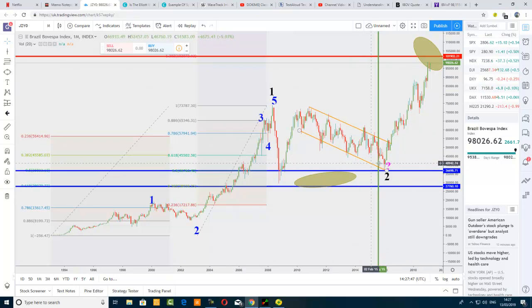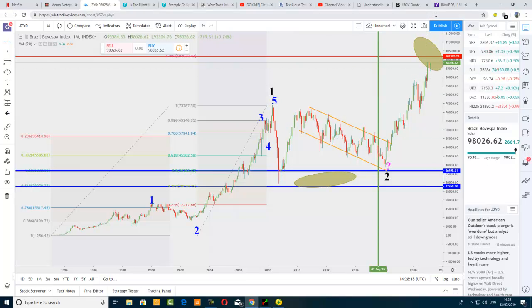All right, so it may form a bigger flat correction here at the resistance at 101,902. But if it breaks above that level and finds support and continues to go up more and more and more, we will be talking instead about the third wave of a higher degree. I hope you understand what I'm talking about here.